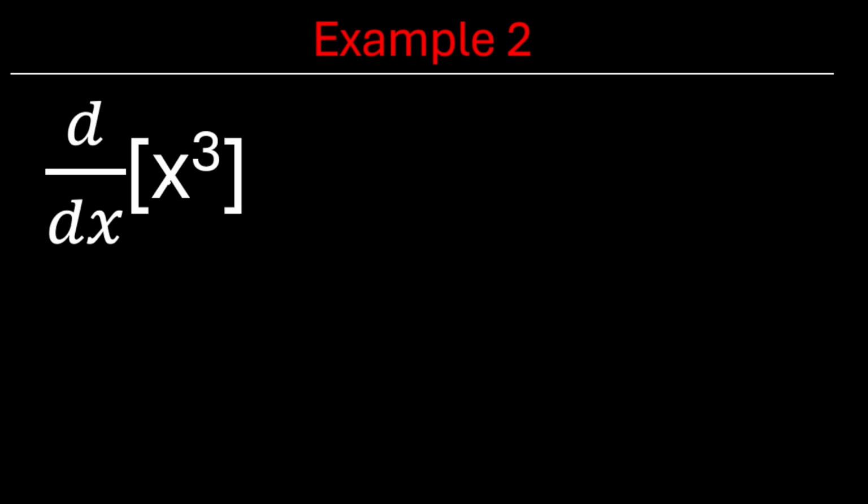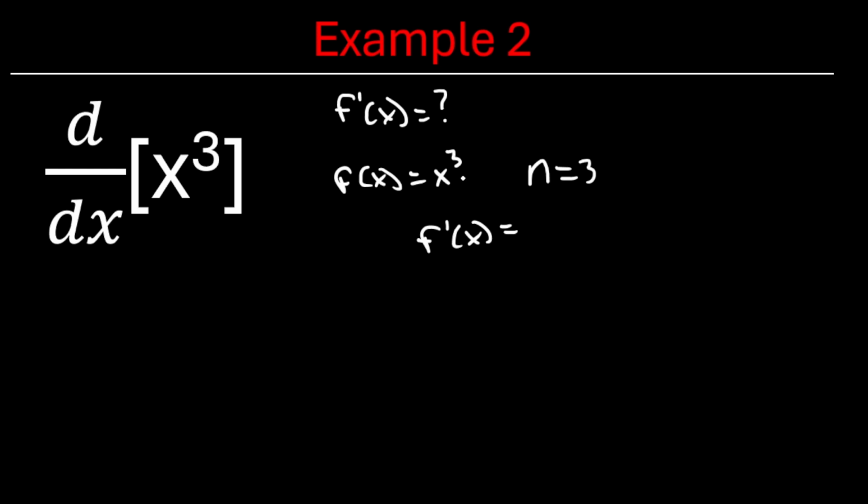Our next example is d dx of x cubed. So again, solving for f prime of x, and we're given f of x as x cubed, which is conveniently in the form x to the n, where n is 3. So, f prime of x, you take this exponent here, drag it in front of the x, get 3, subtract that 3 by 1, and we get 3x squared.